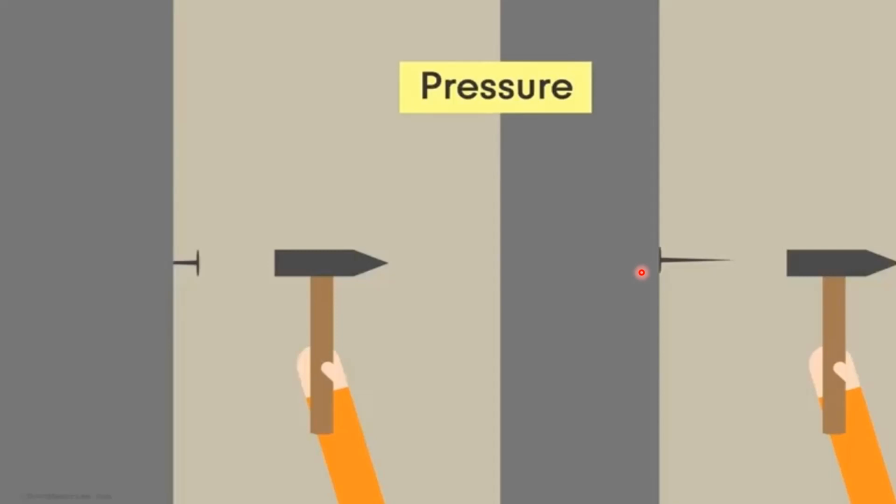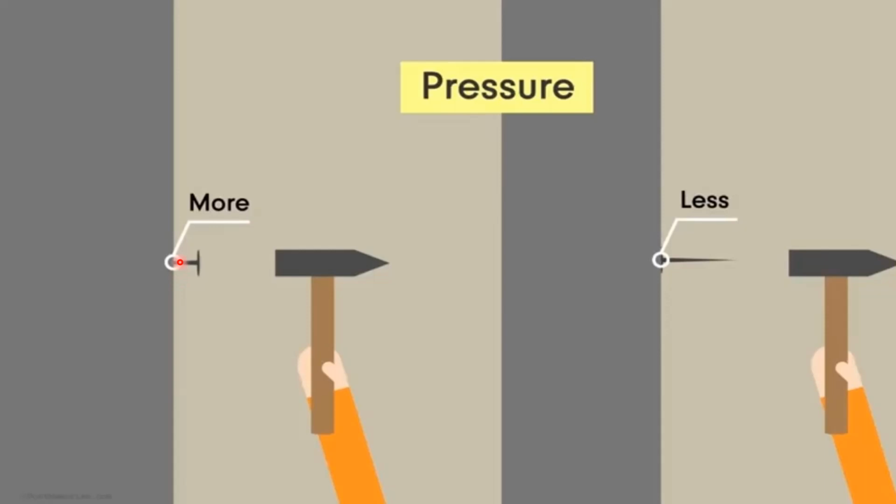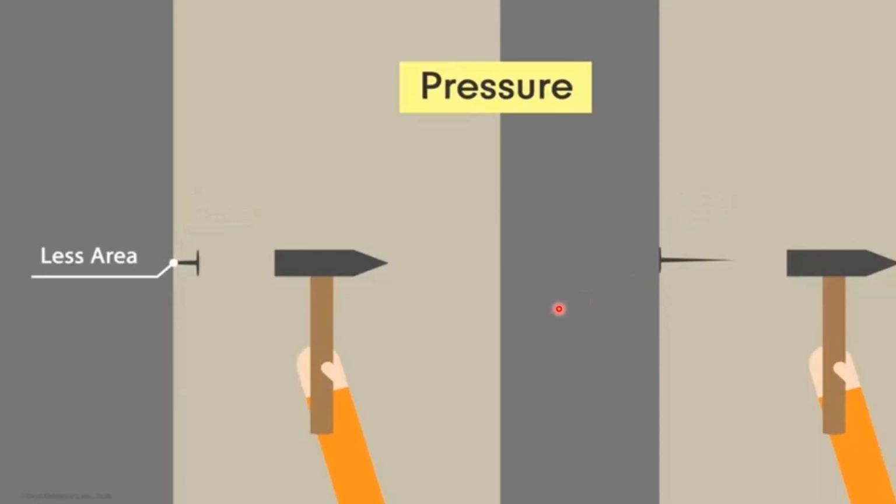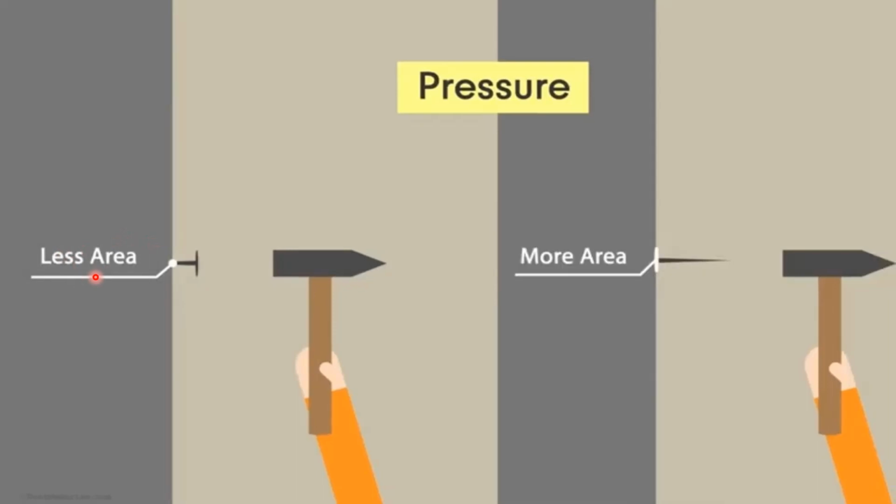The reason is that the pressure applied by the tip of the nail on the wall is more than the pressure applied by the nail's flat surface. But the question is why? First, notice the area of the tip of the nail is very less when compared to the area of the flat surface. This tells us that the area of the surface on which the force is applied is important.